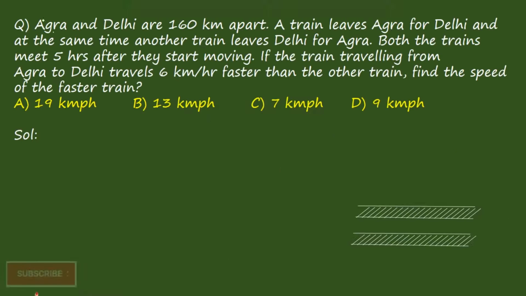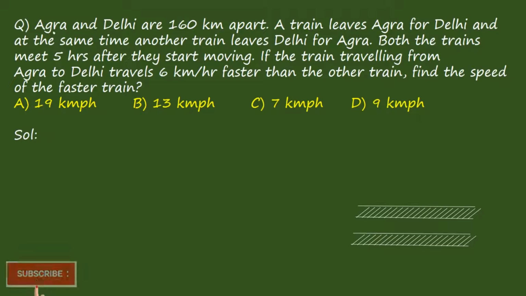Next question. Agra and Delhi are 160 kilometers apart. A train leaves Agra for Delhi and at the same time another train leaves Delhi for Agra. Both the trains meet 5 hours after they start moving. If the train traveling from Agra to Delhi travels 6 kilometers faster than the other train, find the speed of the faster train. First, we need to understand the question.